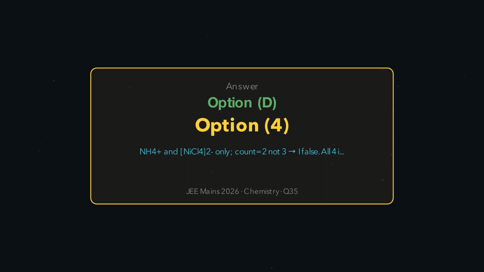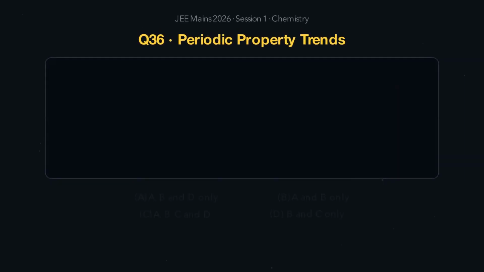Statement 1 is false. Statement 2 is true. 4 periodic property trends. 3 are correct, and 1 is a classic JEE trap hiding in plain sight.